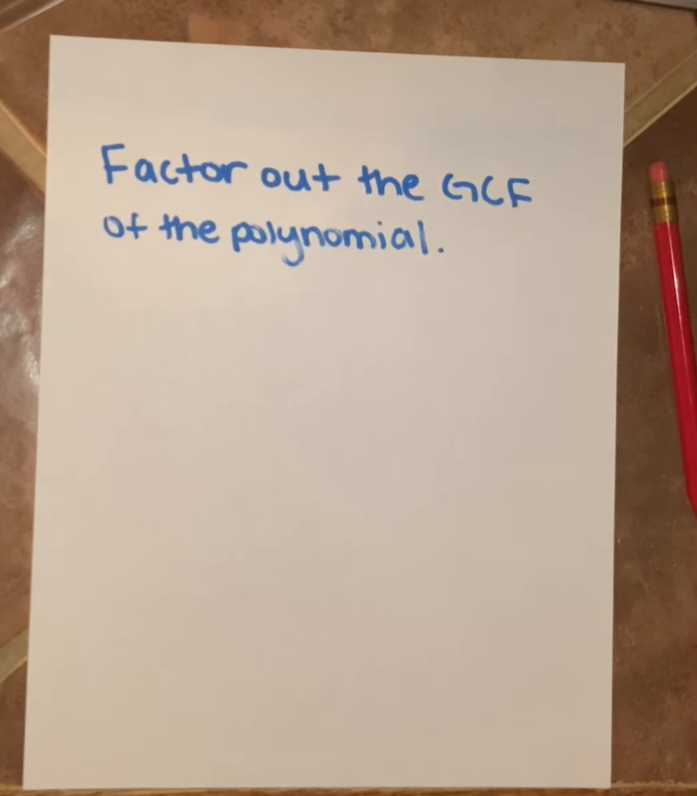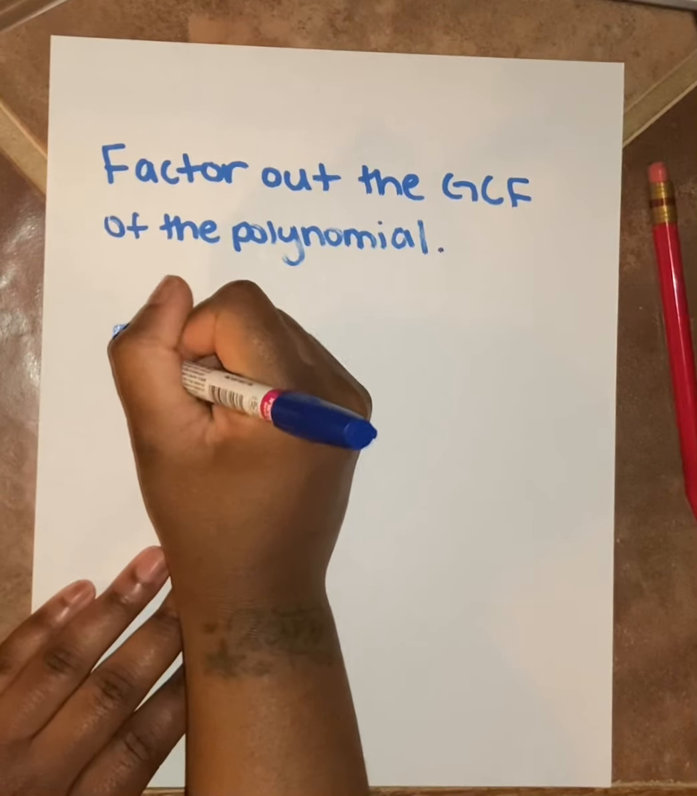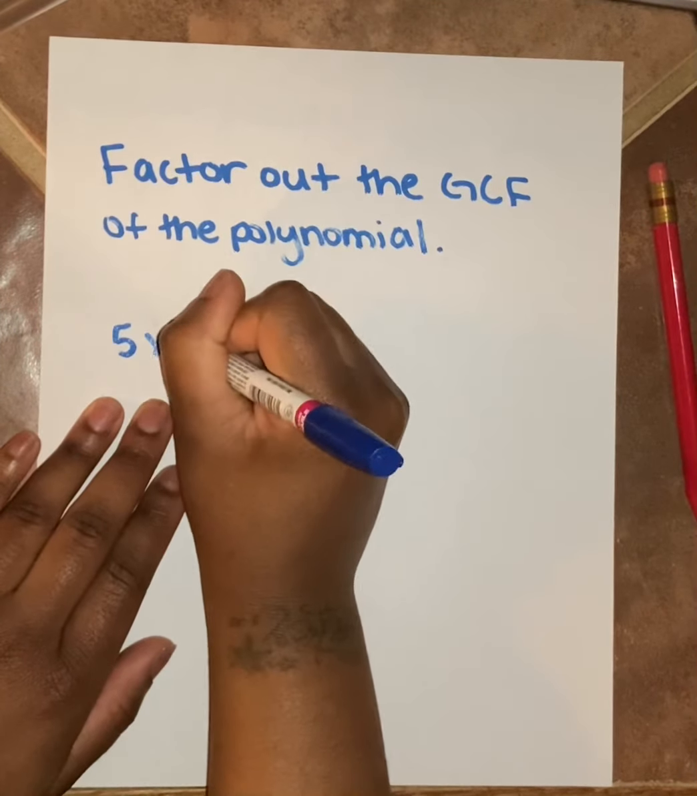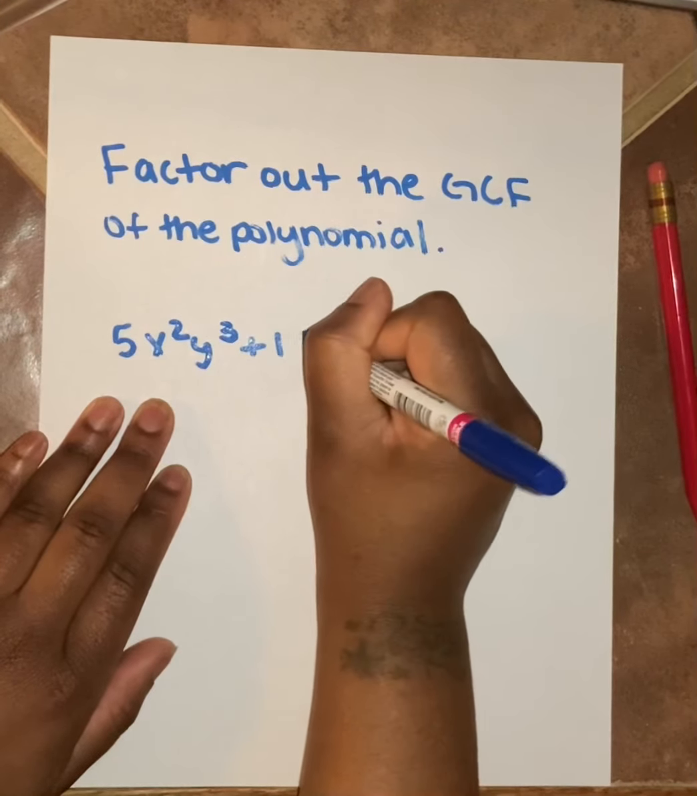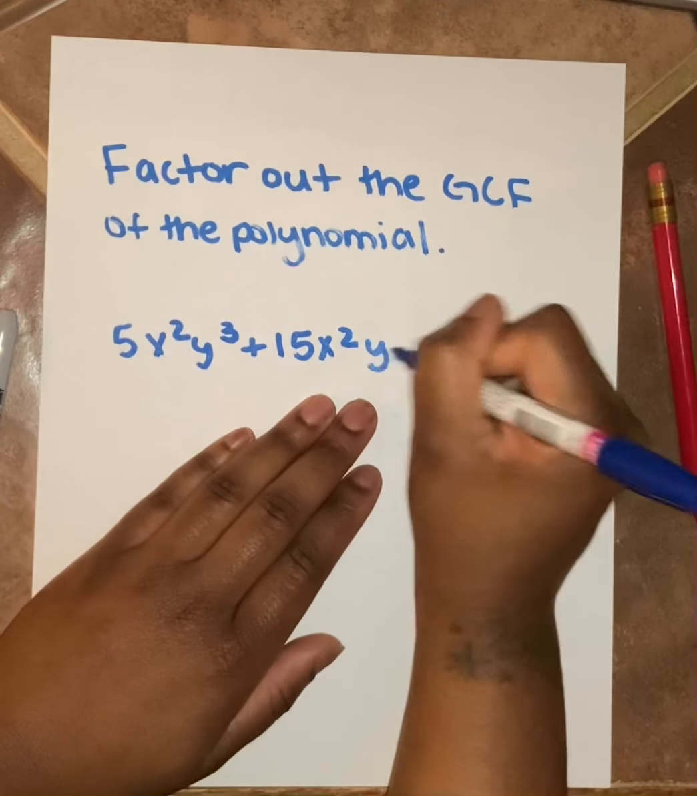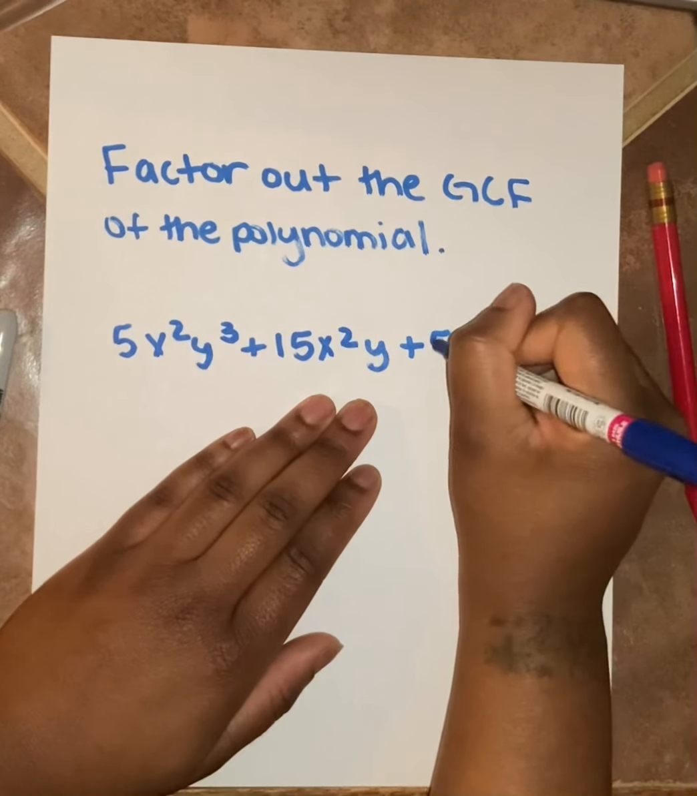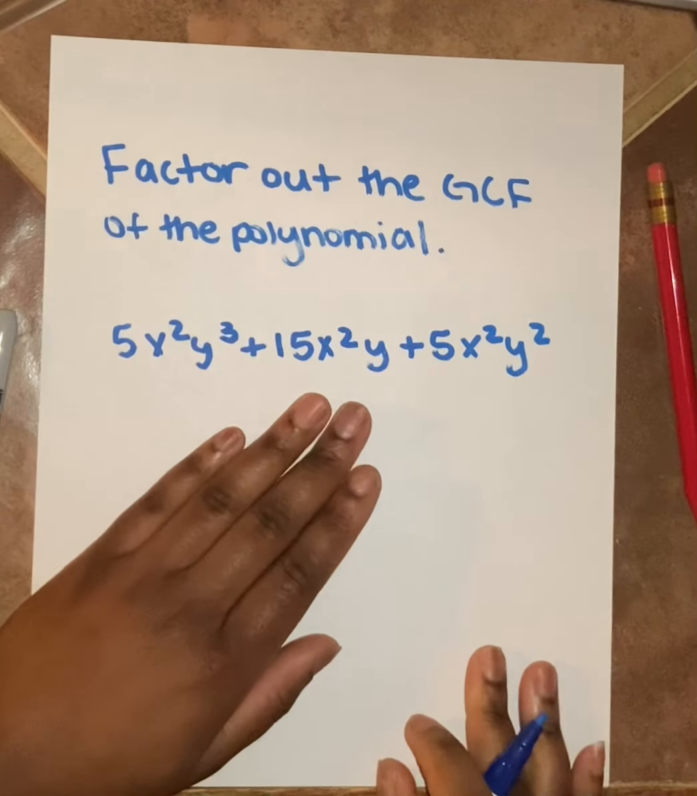So we're going to factor out the GCF of the polynomial 5x squared y cubed plus 15x squared y plus 5x squared y squared.